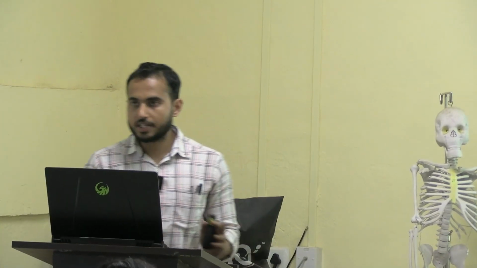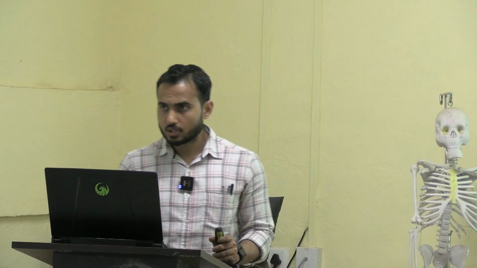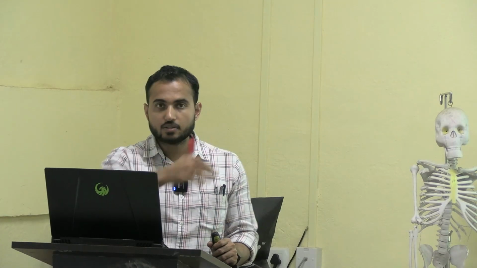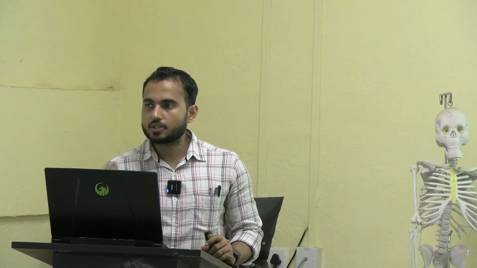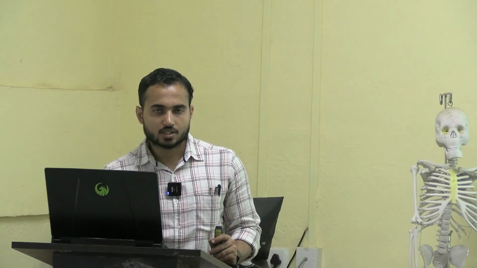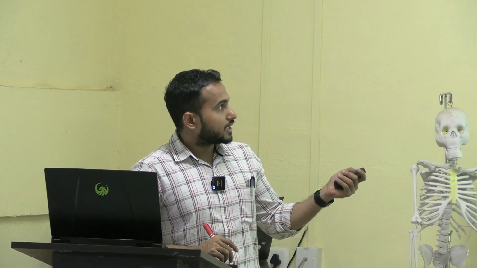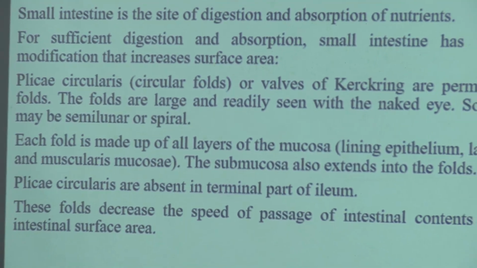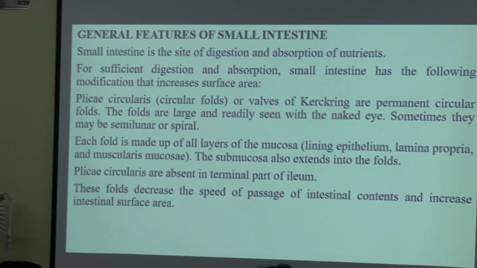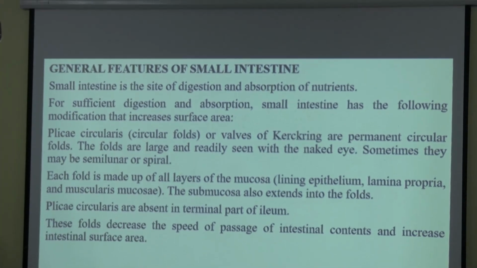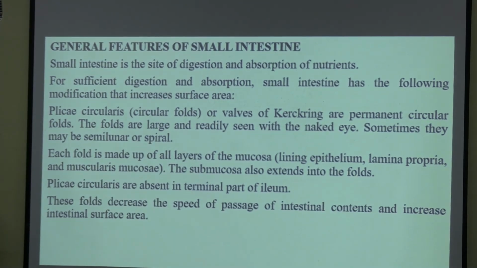In case of small intestine, first we will see the small intestine, then we will go to the large intestine. You know that the main function of the small intestine is to complete the digestion and start the absorption. In order to do the absorption, some modifications are there. For example, extensive length is present, approximately 6 meters.